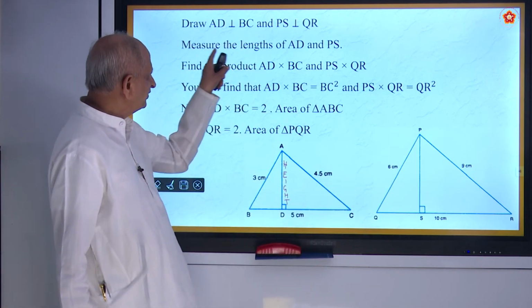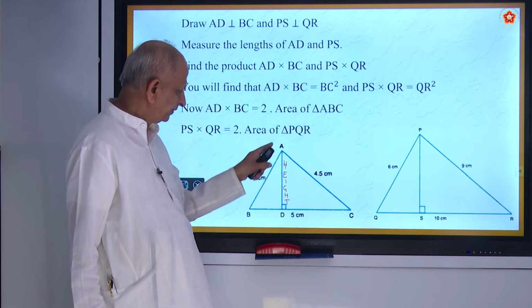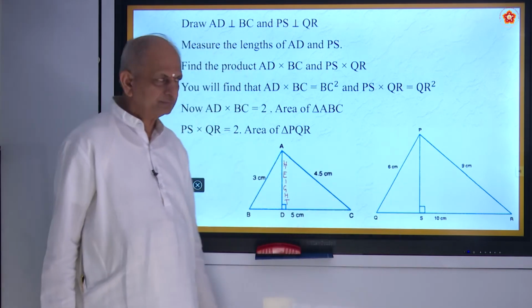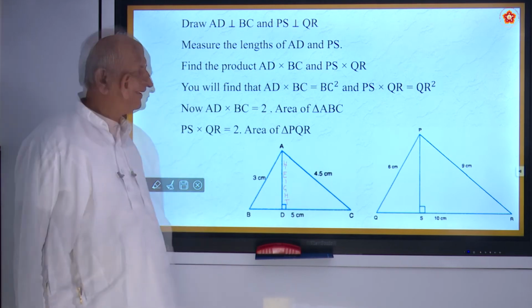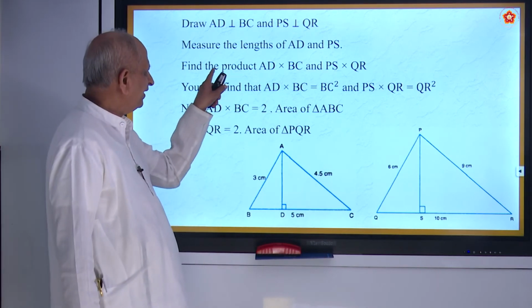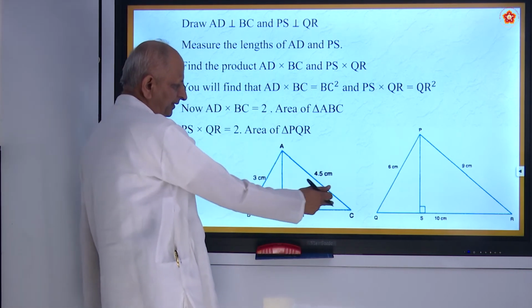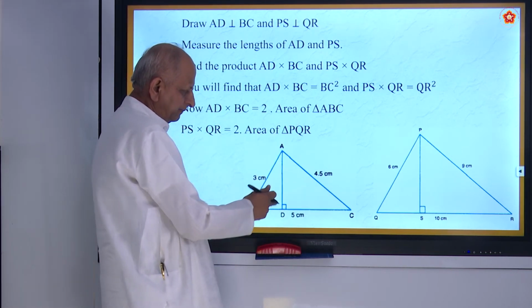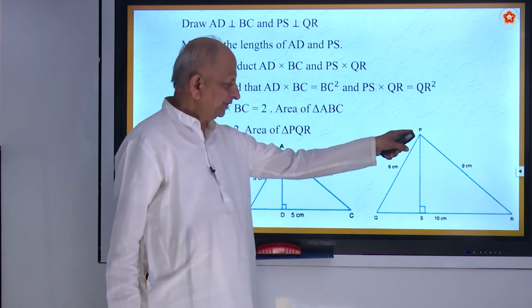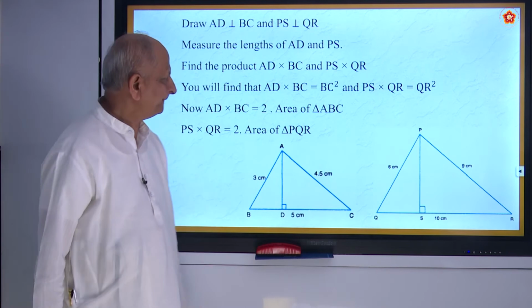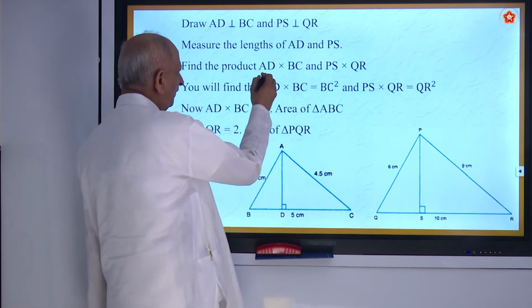So measure the lengths of AD and PS. So what is AD? That is the height. Here also this is the height. You have to measure it. So product of AD into BC. AD is the height, BC is the base. Similarly, here PS is the height and QR is the base. So find the product of these two.